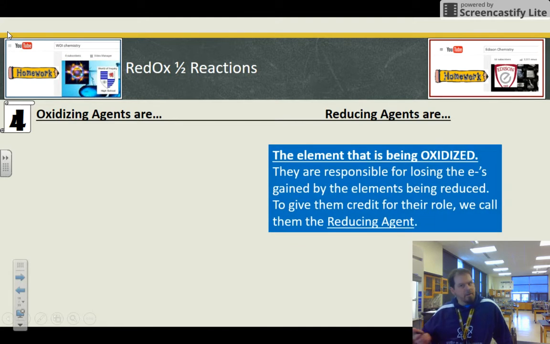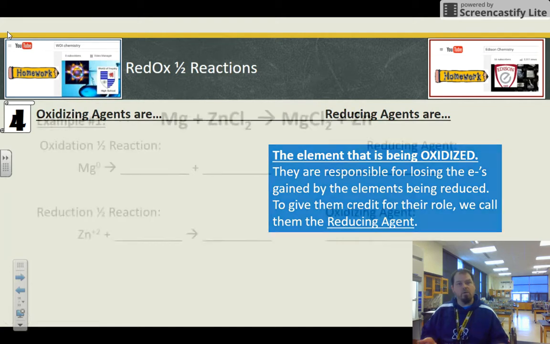And then here's the opposite of that. The reducing agent is the element that's being oxidized. It's responsible for losing the electrons gained by the element being reduced. So, to give them credit for their role, we call them the reducing agent. I think we need to do some practice so we can see what is going on here.